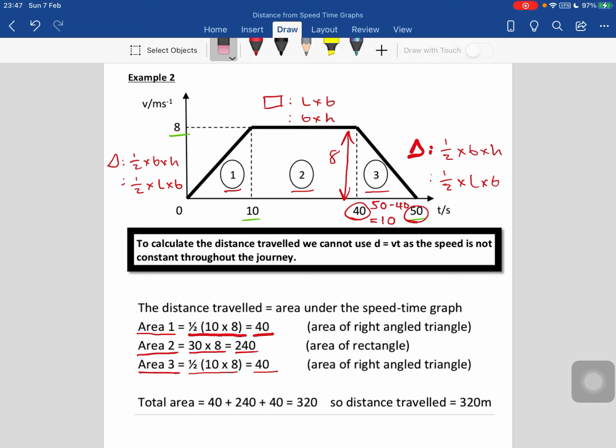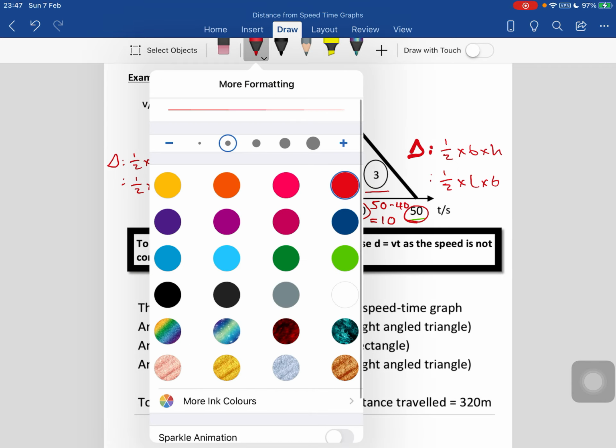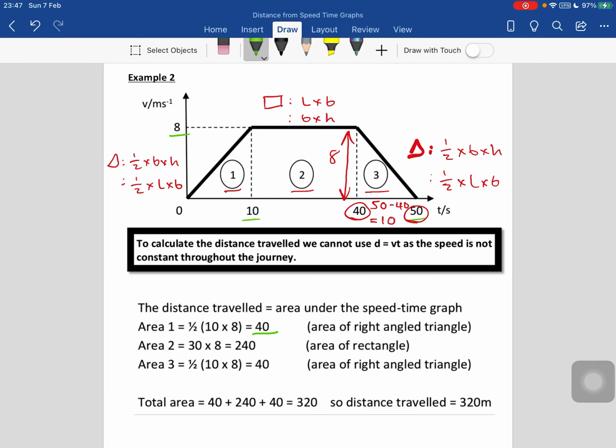So we've got our 3 areas all worked out. For area 1, the answer was 40. For area 2, it was 240. And for area 3, it was 40 again. So to get the total, we're just adding those numbers together. That gives us 320. So our total distance is 320 metres. So there's a few steps involved with that one, but the theory is pretty straightforward. You're just working out the area of each shape and then adding the answers together.